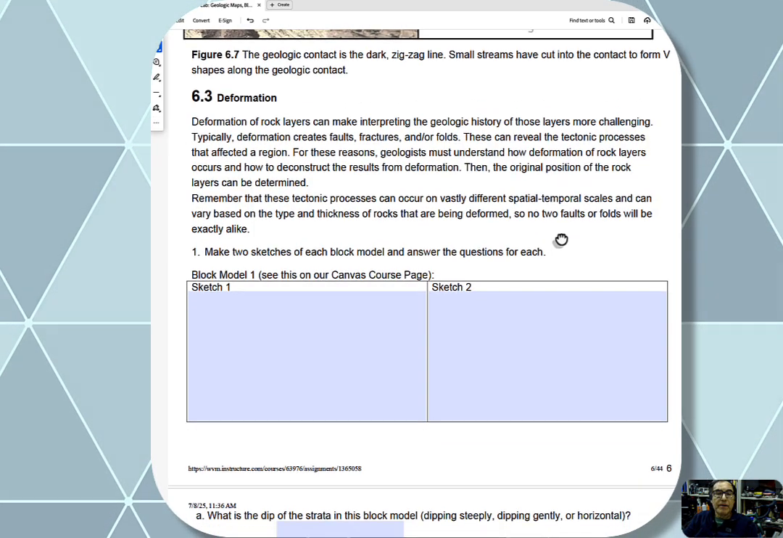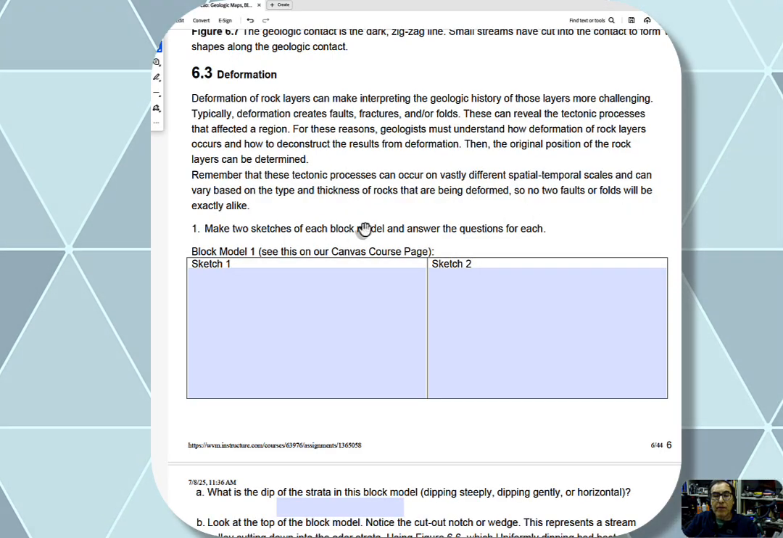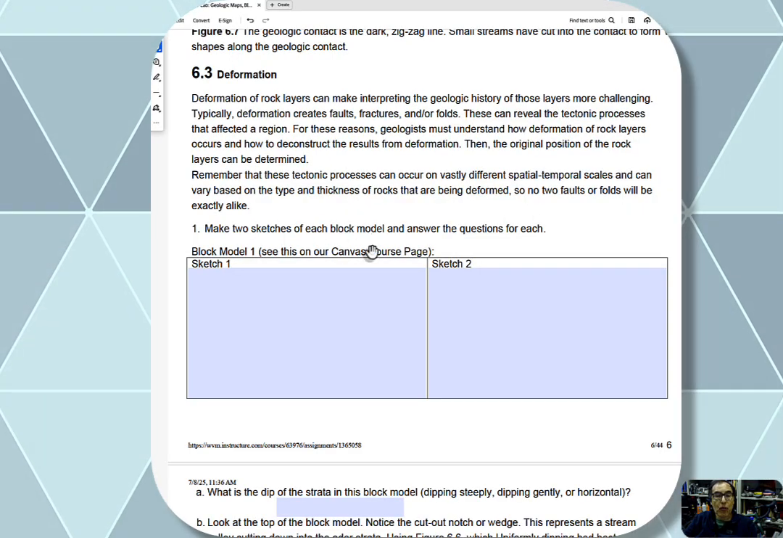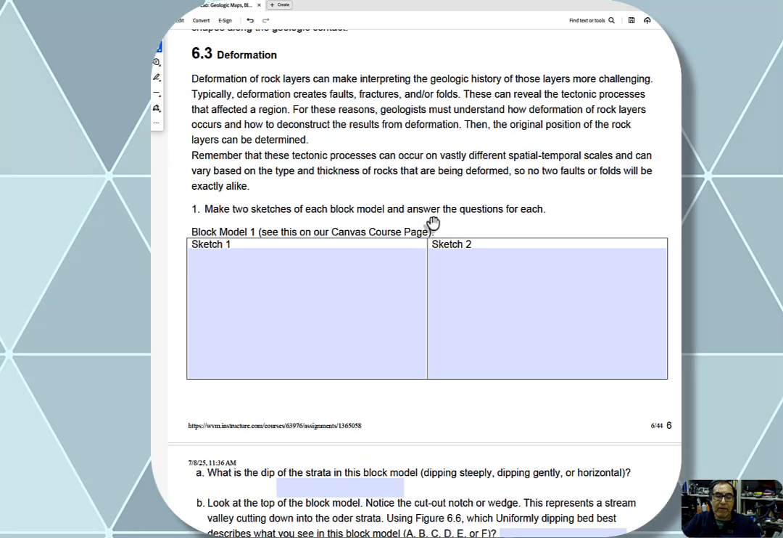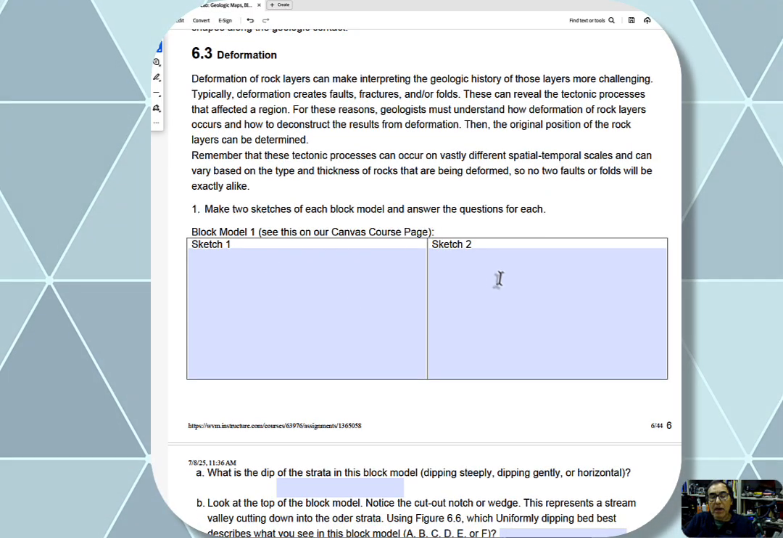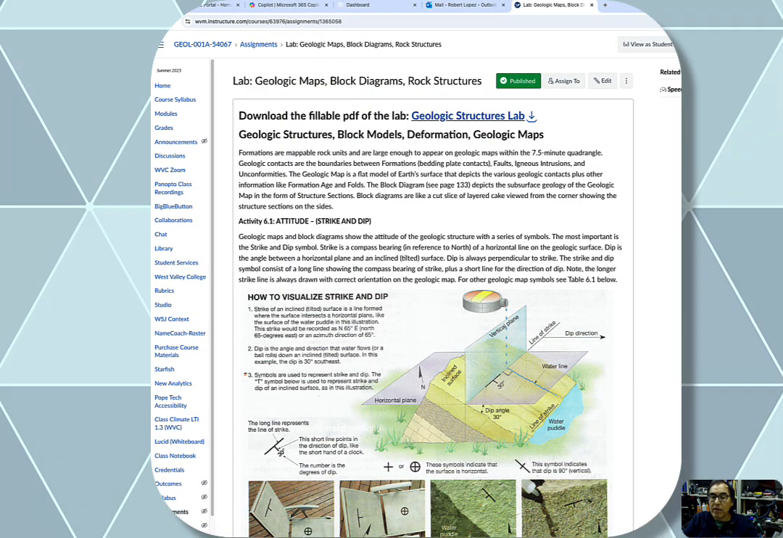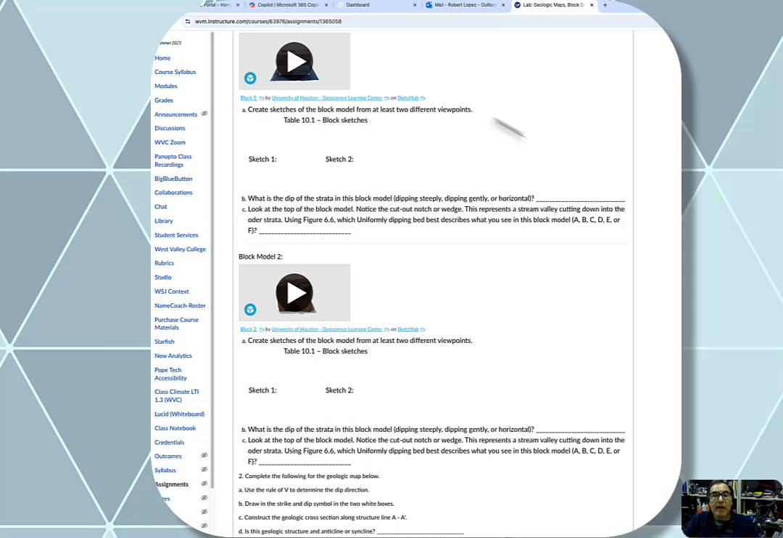This next part on deformation, I have two block models I want you to look at. And you're going to have to look at these on our Canvas course page because it's hard to put them here on the PDF file. And I want you to make two different sketches of this block diagram. So if we go over here to our Canvas course page, you see I have the block models here.